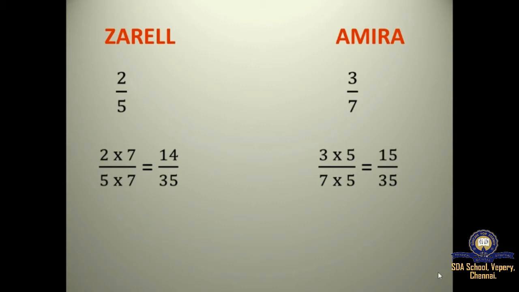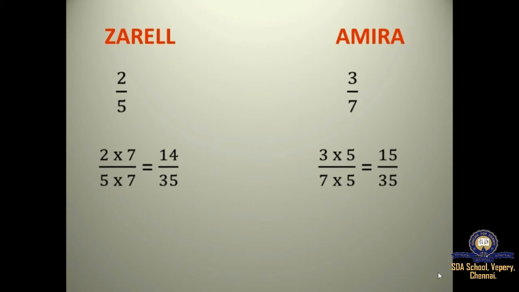Okay, what times 7 is equal to 35? It is 5, right? So we need to multiply 5 in the numerator and denominator in order to get the lowest common denominator. Okay, so when you multiply 5 with the numerator, you'll be getting 15. That is 3 multiplied by 5 is 15, and when you multiply 5 in the denominator, that is 7 multiplied by 5 is 35. So from this you could see that the denominators are the same.